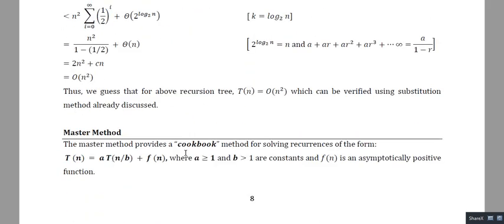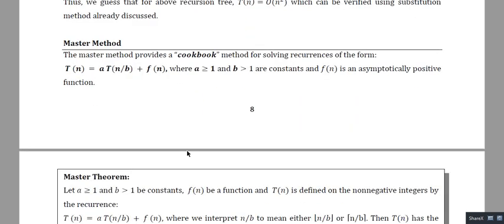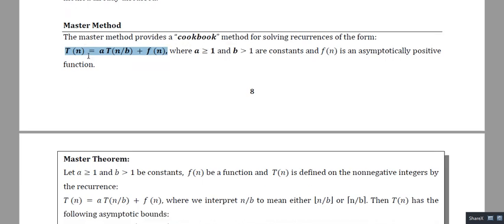Okay, so now I am going to discuss the final method to solve recurrences of this particular form. This method is very useful and very handy because it is like a cookbook method for solving recurrences. We have a ready-made method to solve any recurrence of this form using this master method. So the master method is applicable for this kind of recurrence only.